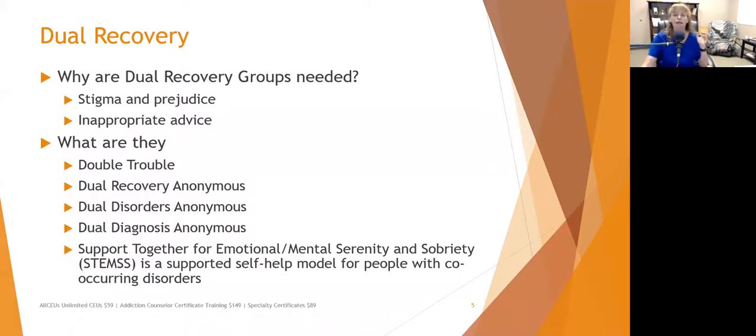But the take home is people with co-occurring disorders need dual disorder support. It's ideal if they're getting it from a group that understands dual disorders. There are a lot of 12-step programs that do embrace dual disorders, but there are other options out there.